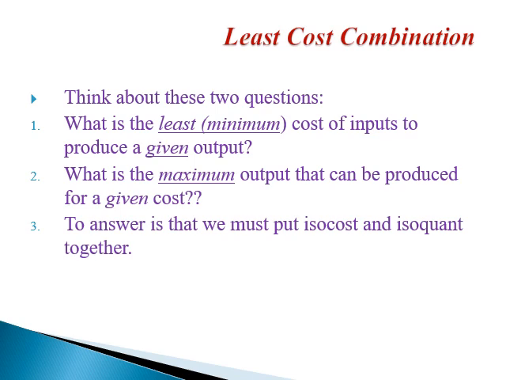So here we talk about this. What is the least cost of inputs to produce a given level of output? Remember, least or minimum must go with given, which is constant. Least cost cannot go with maximum output. It doesn't make sense. It is impossible. Or what is the maximum output that could be produced with a given cost? Remember here, if I talk about maximum output, then you have to talk about given cost. If you want to talk about least cost, then it has to go with given output or constant output.